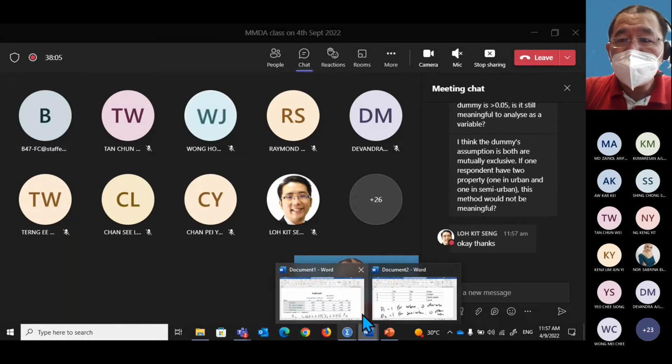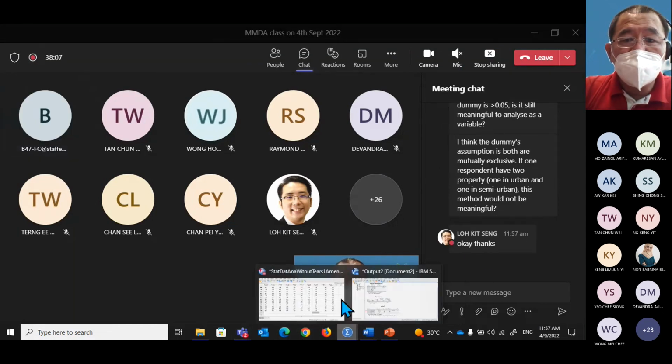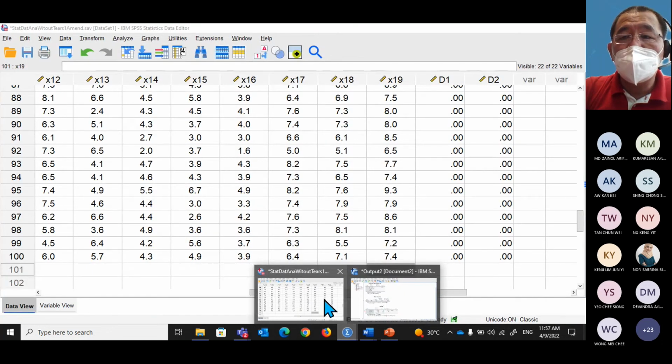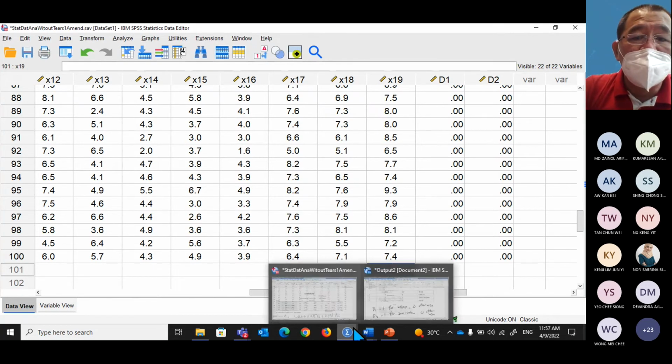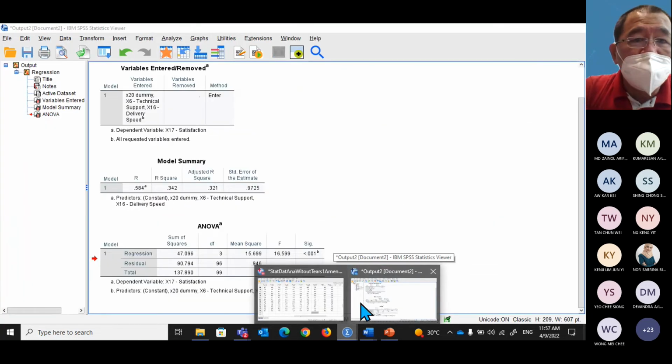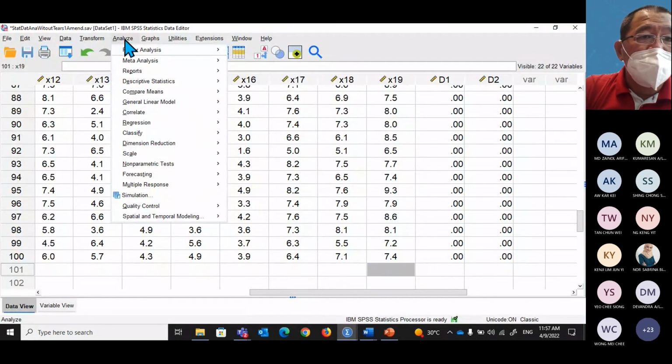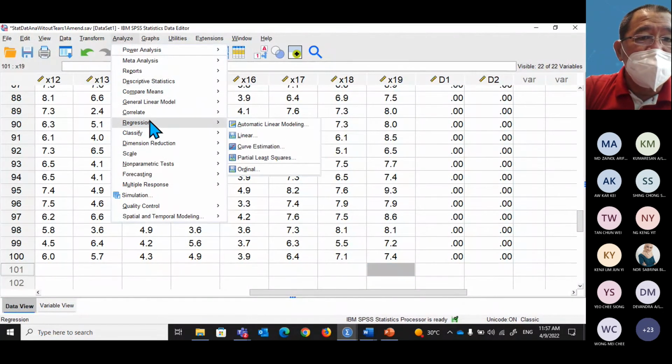So now we got two dummies to represent three categories, so three different areas. We do it now, still the same as just now, but we have two dummies now. Analyze, regression, and then linear.